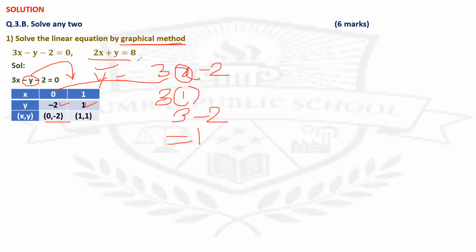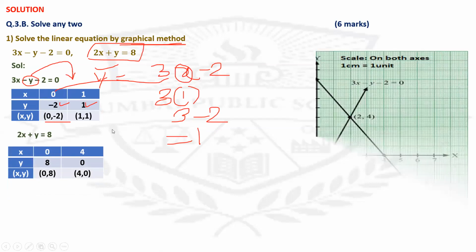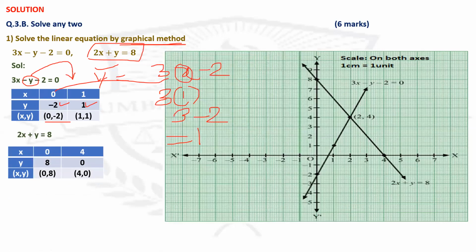In the same way, you're going to complete the next equation. We're going to prepare the table of the next equation, that is 2x plus y equals 8. So we'll substitute x as 0, you'll get the value of y as 8. You substitute x as 4, you'll get the value of y as 0. So x comma y is 0 comma 8 and 4 comma 0. Now, after that, you're going to draw the graph.